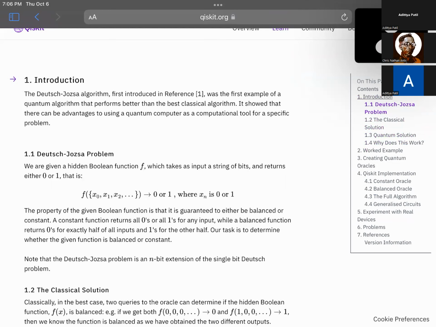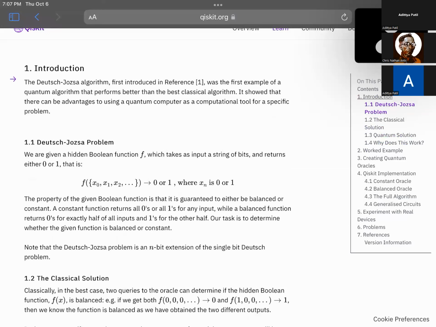What we're trying to do here is find whether we have this thing that's known as an oracle. You can picture it as a black box: you put a number in and it spits a number out, or several numbers in and it spits another output out. So we are given a hidden Boolean function f, which takes a string of input bits, a sequence of zeros and ones, and returns a single 0 or a 1.